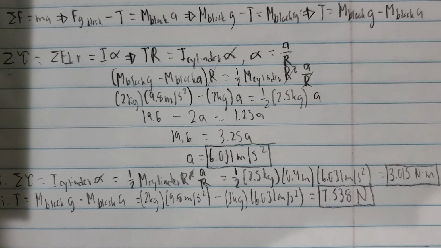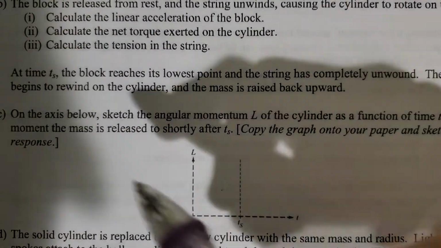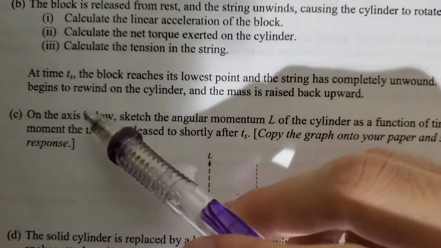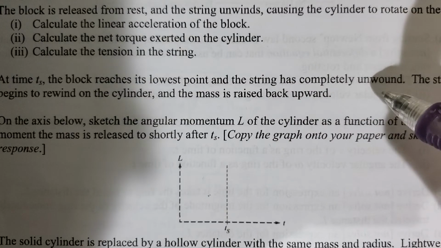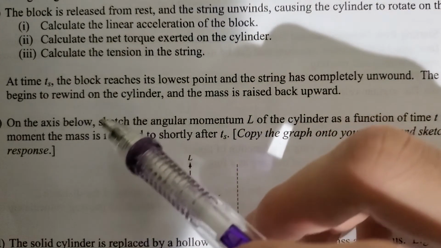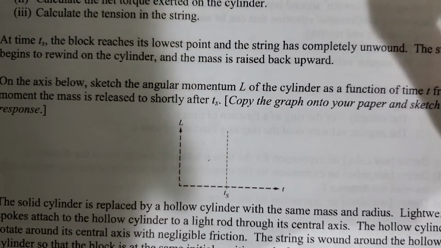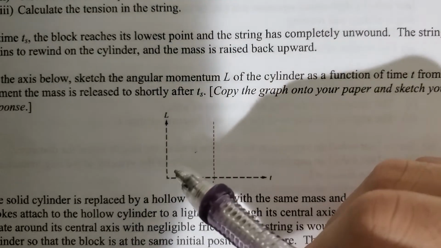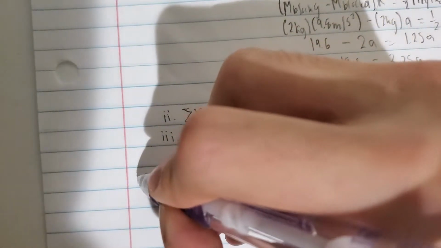Okay. Now part C tells us that at time ts, the block reaches the lowest point and the string is completely unwound. The string then begins to rewind on the cylinder, and the mass is raised back upward. And now it tells us to graph the scenario that this happened, before TS and after TS. Okay, so graph C.